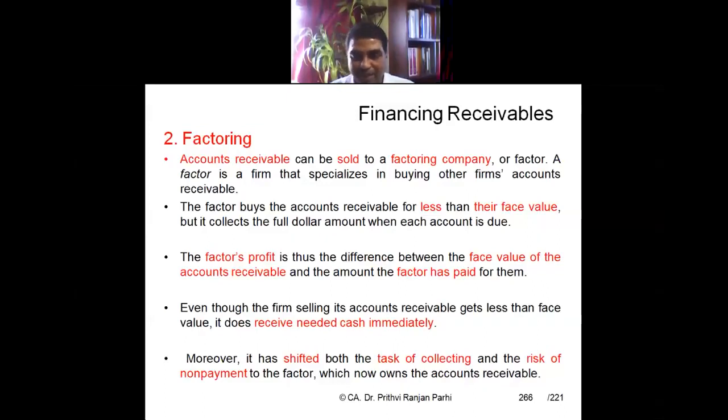But if it is factoring with recourse, then bad debt is your responsibility. If there is some bad debt, if your debtors are not paying, then the factor will recover that amount from you. Understood? Other kinds of factoring services we'll be learning. So now we have understood there are broadly two kinds of factoring. What are they? One is with recourse, the other one is without recourse.